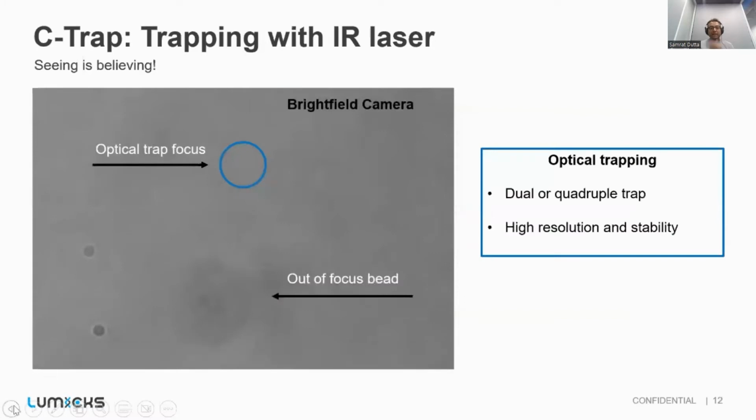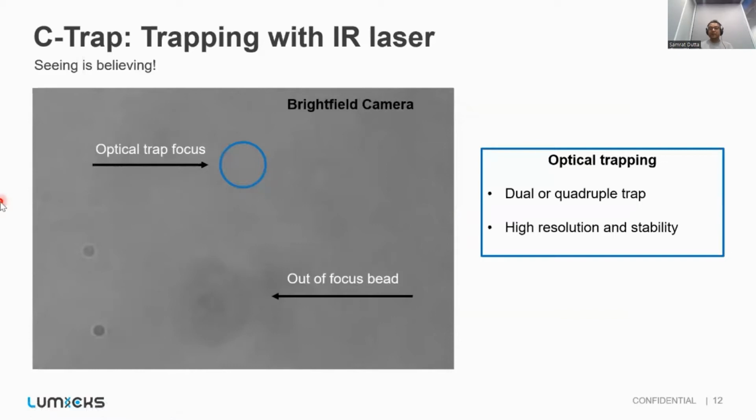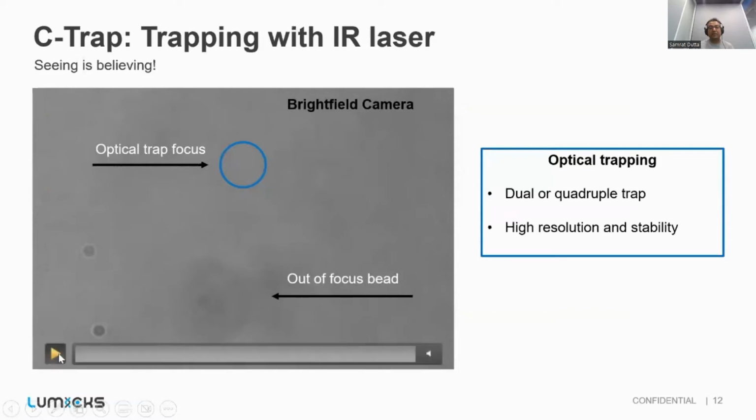Moving on, as I said, the C-trap also has an optical tweezing unit which is used for manipulation and measurement purposes. A C-trap generally comes in two configurations. Either you can have a dual trap where there are two traps, or a quadruple trap where there are four traps, which essentially depends upon the application. The video here shows how simple it is to trap a bead. These are the beads, and this is where the optical trap is focused, and you can see that within a second the bead is trapped within the optical focus.